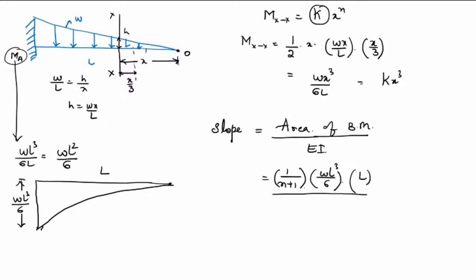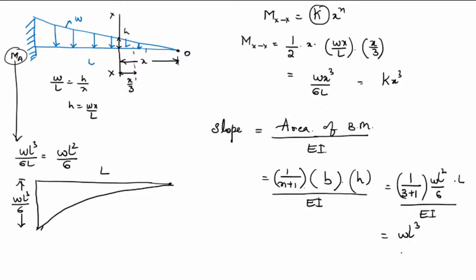Let me write it in formula form. This is 1 by n, n is 3, plus 1, into base into height divided by EI. Base is L and height is WL square by 6, divided by EI. This is equal to WL power 3 divided by 24 EI. This is the slope.